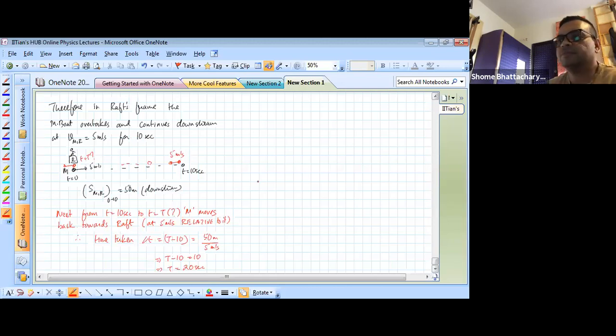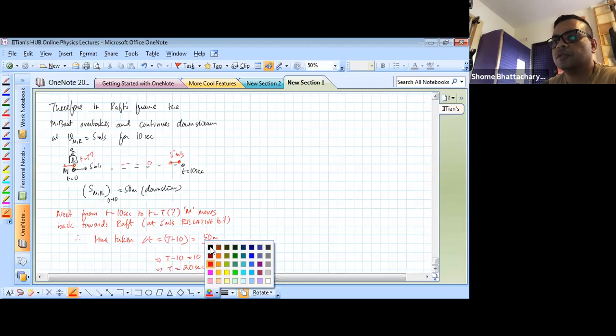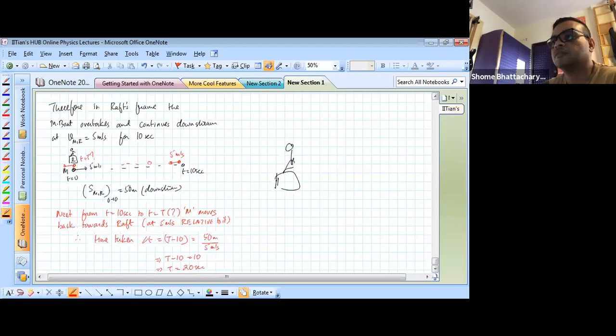Okay. See what is happening. Pay attention here, Bombing. You are standing on the raft. Okay. Now what do you see? The boat, with respect to you, is going at 5 meters per second. Okay. And keeps going for 10 seconds. And then it's coming back at 5 meters per second. So what the boat is doing, it's going like this and then coming back the same distance.